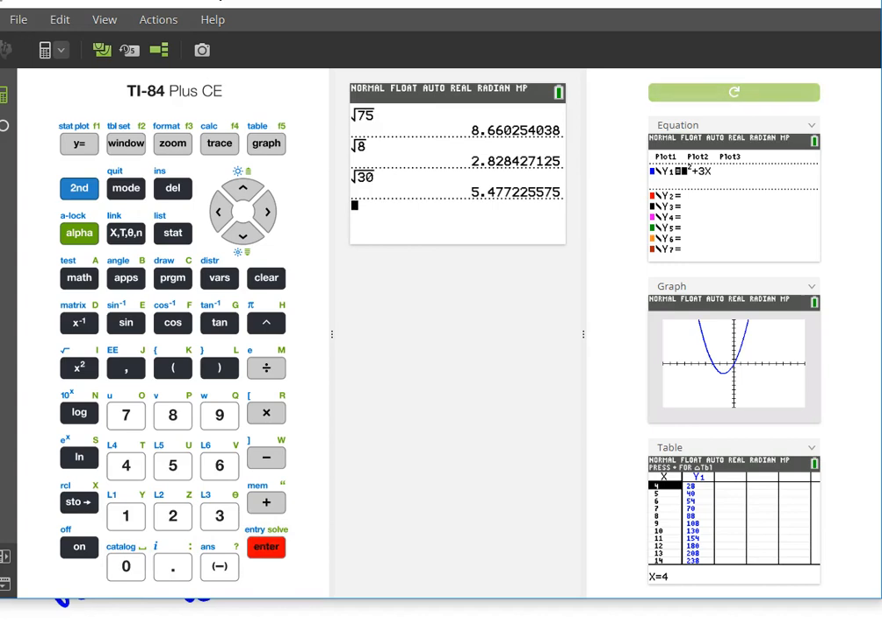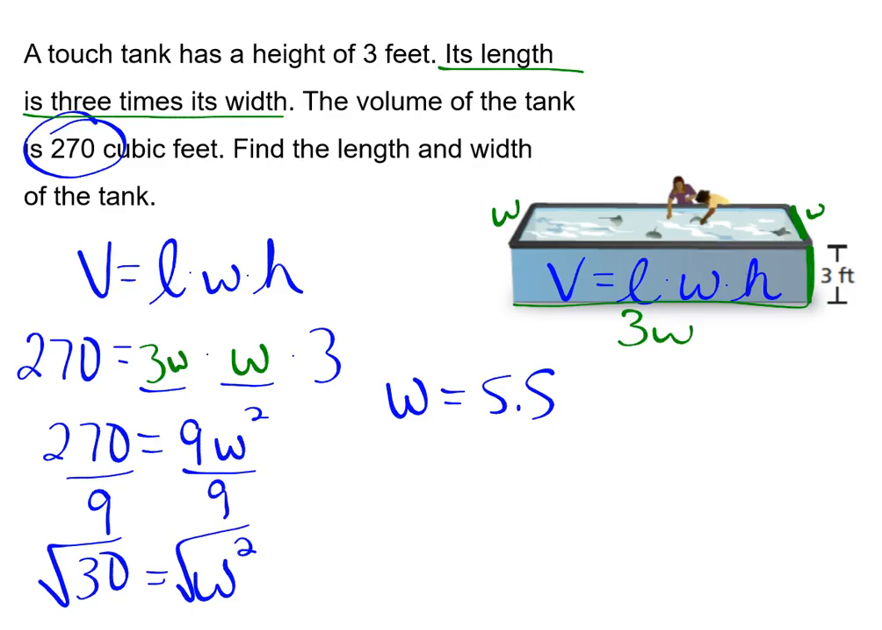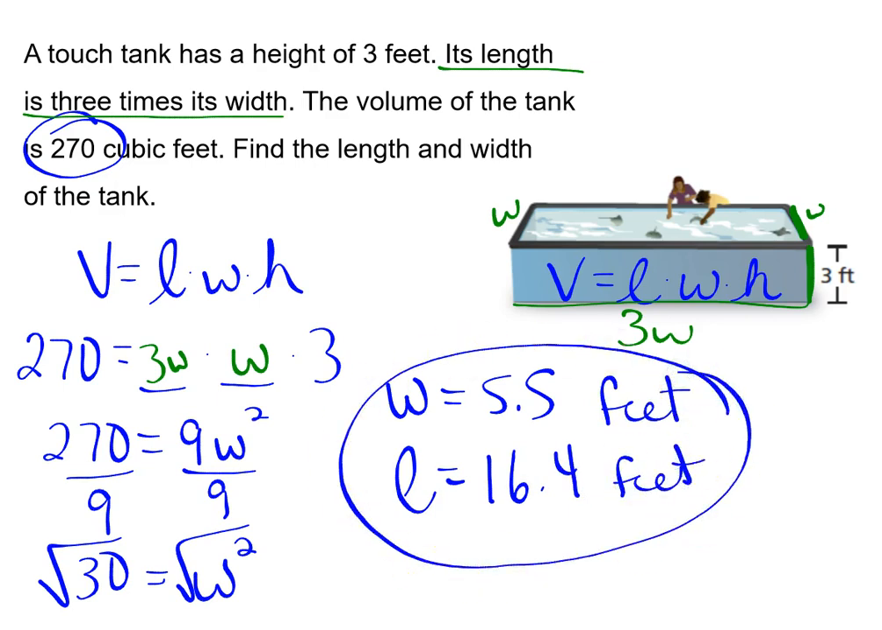Now be careful, because now they also want to know the length, and the length is 3 times that. You don't want to round to 5.5 and multiply the 5.5 times 3. You want to multiply this unrounded answer by 3. So this times 3 is 16.4. If you'd done 5.5 times 3, you would get 16.5. So this answer is a more exact answer. That's the one you want to go with. So the width is 5.5 and the length is 16.4. Both of these are in feet. That's it for 4.3.